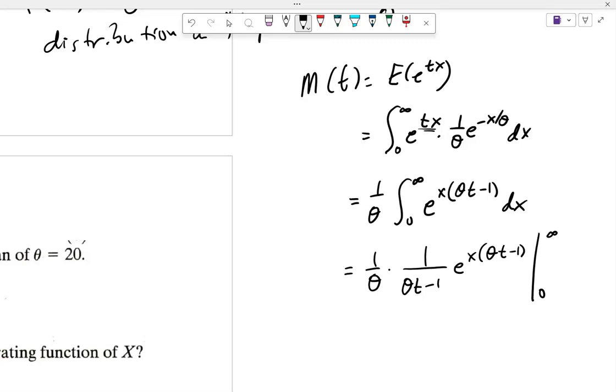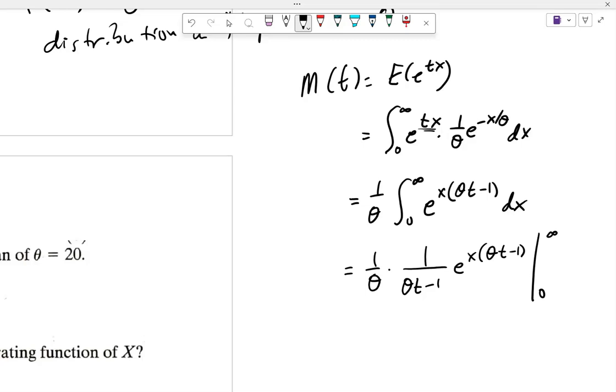But remember, all we said we had to make sure of is that the moment generating function exists in an interval around 0. It doesn't matter how big the interval is, as long as it's an interval. Well, if t is less than 1 over theta, we're still good, right? Because theta is a positive number. We agree? Okay. So we're okay. So when we put in infinity, we'll get 0. When we put in 0, it's going to go in for x.